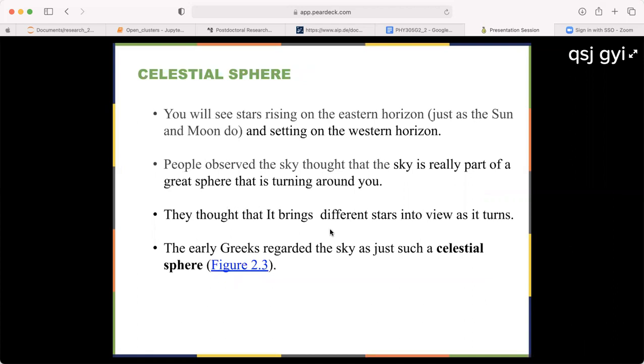Now, something interesting to know is that you will see all the stars rising on the eastern horizon and setting on the western horizon. You know that the sun is one of our stars, and the sun rises in the east and sets in the west. The same applies to all the other stars. If you go outside and look for 2 or 3 hours, you can easily realize that all these stars rise from one side and set on the other side. Basically, they rise from the east and set in the west.